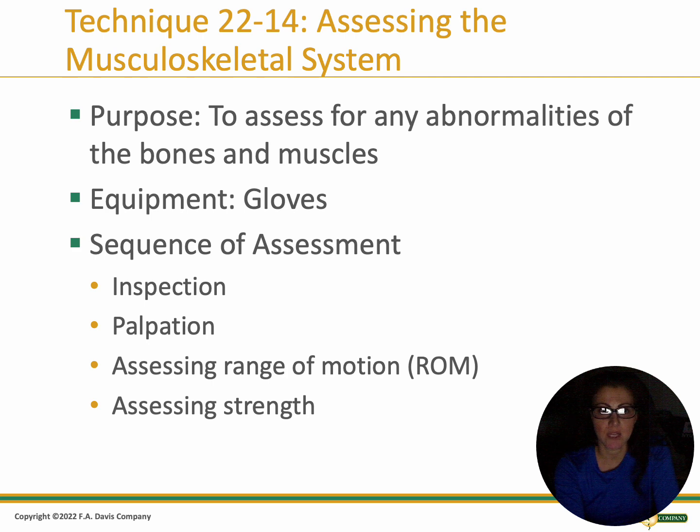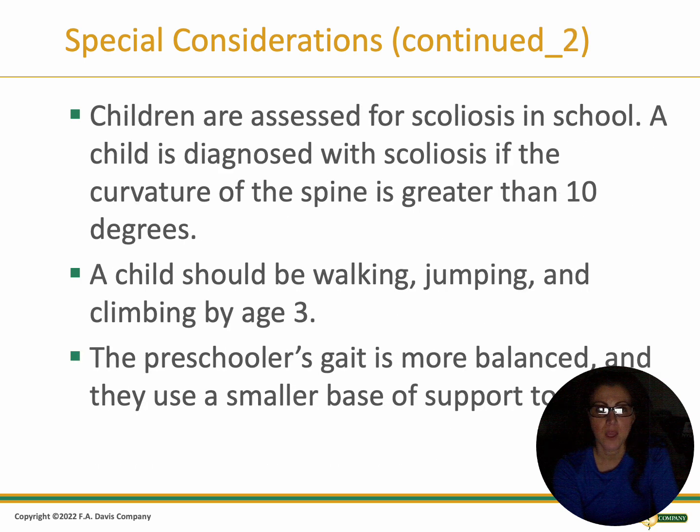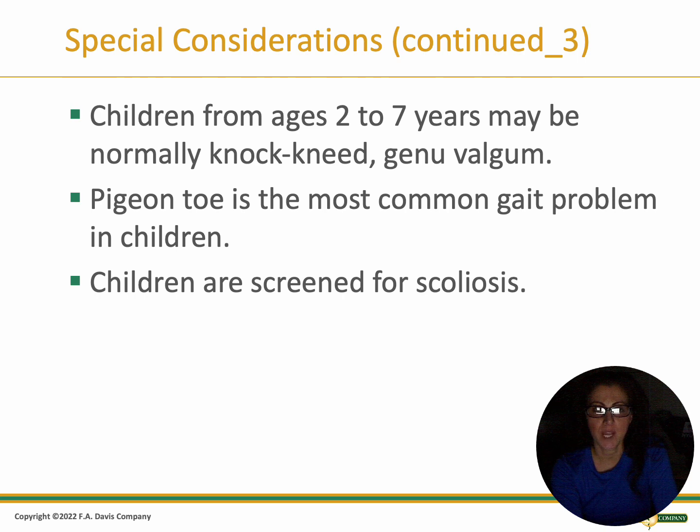And you're looking at their musculoskeletal system. You're inspecting, palpating, assessing range of motion, and then assessing their strength. And you can actually, with this, play Simon Says to help with the range of motion assessment. You'll look at their vertebrae and assess for any evidence of scoliosis. Children aged 2 to 7 may be normally knock-kneed, where their knees are closer together. Pigeon toe is most common for gait problems in children, and sometimes they will need orthopedic consults if that's the case.